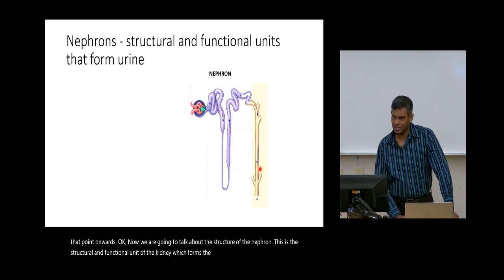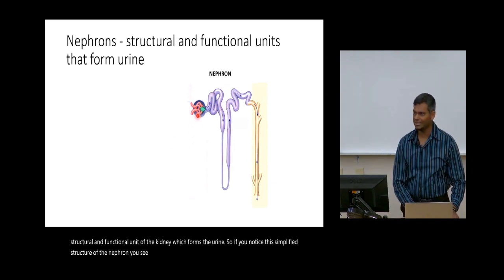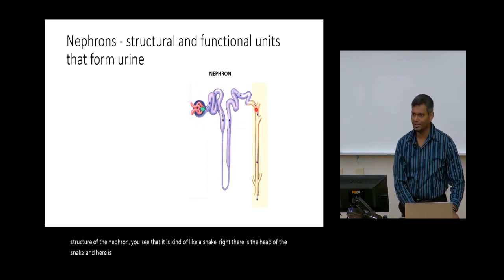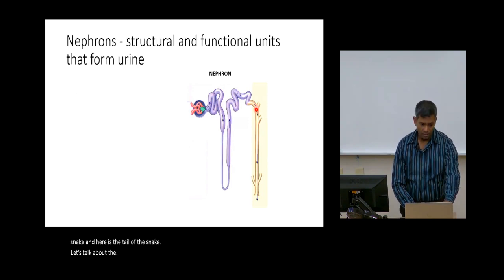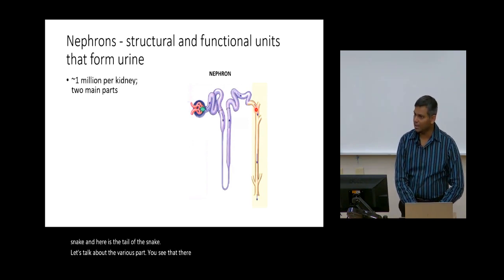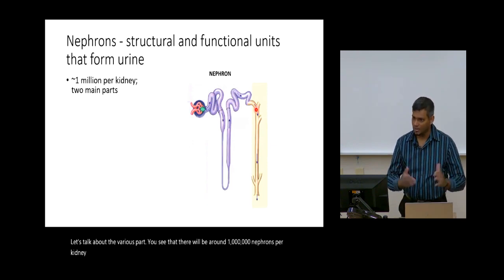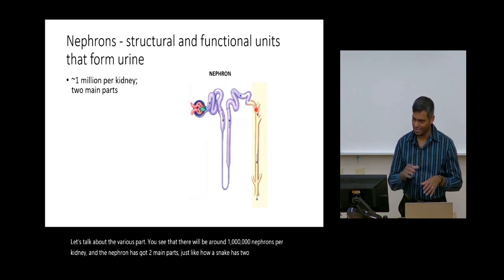So if you notice this simplified structure of the nephron, you see that it's kind of like a snake, right? There's the head of the snake, and here's the tail of the snake. And let's talk about the various parts. We see that there will be around 1 million nephrons per kidney, and the nephron has got two main parts, just like how a snake has two parts, head and tail, in very simplistic terms.